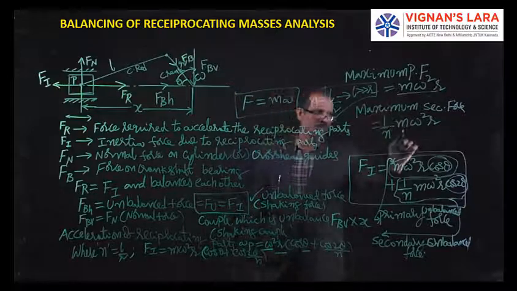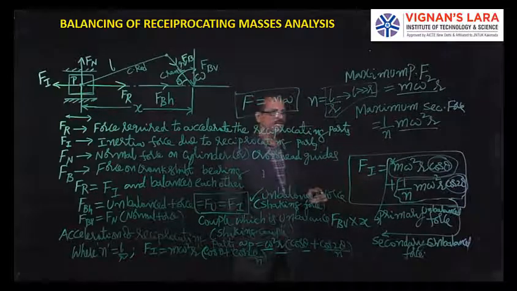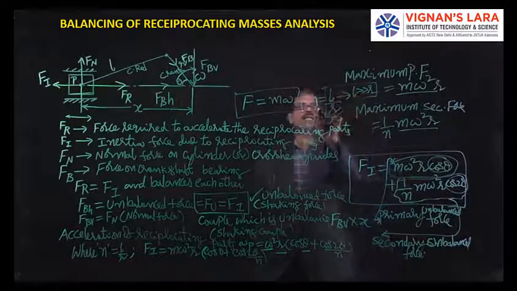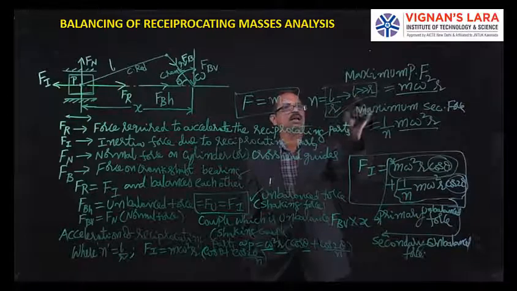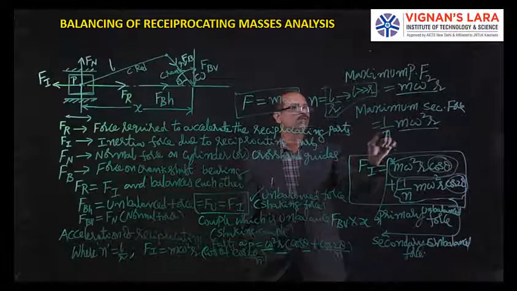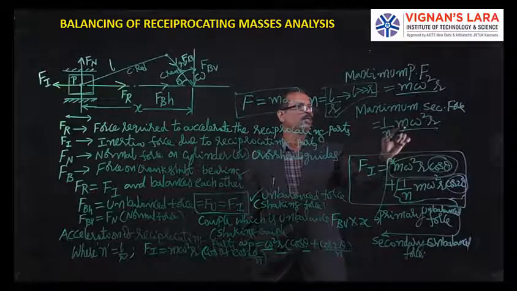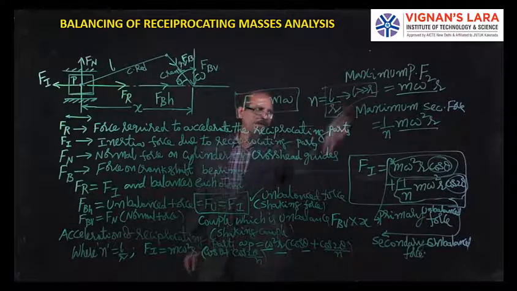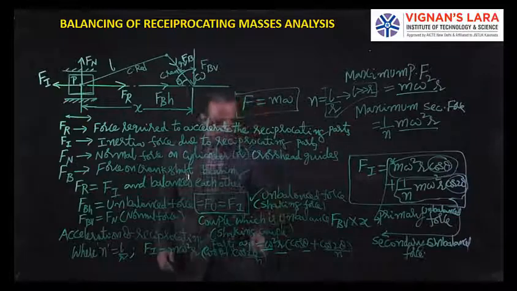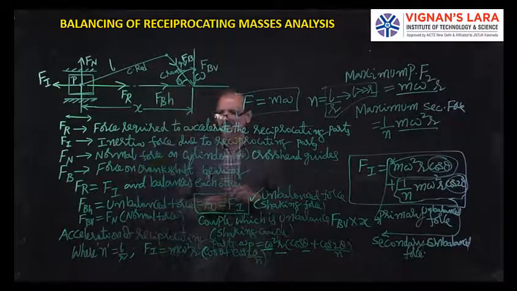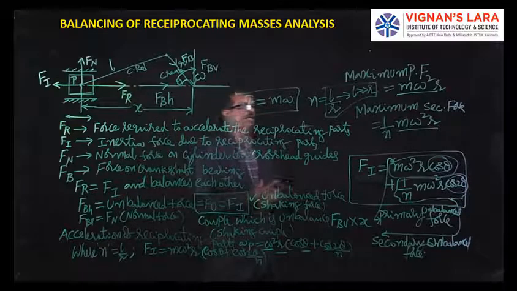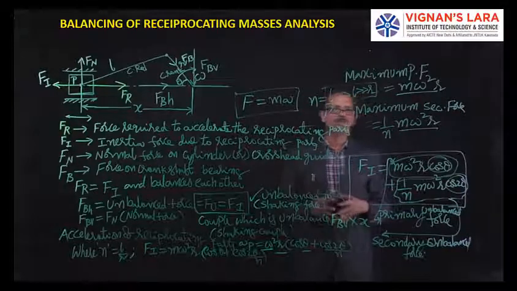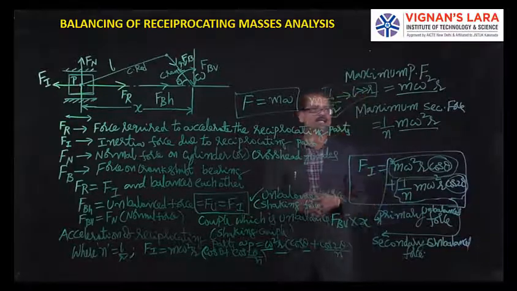So both have the same m omega square r maximum, but the secondary unbalanced force is multiplied by 1 by n. We know n is equal to L by r and L is larger than r, so L by r is a larger value. So 1 by n into m omega square r is a smaller value when you compare it with the primary value, m omega square r. That's why in some cases we neglect the secondary unbalanced force compared to the primary, and we balance only the primary unbalanced force.